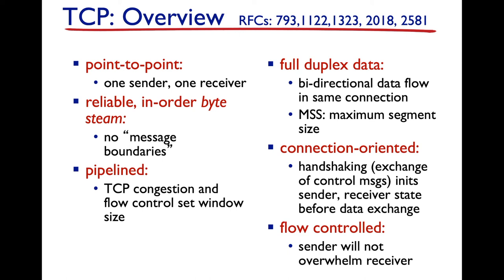And TCP is also connection-oriented, requires a handshaking round trip, and that handshaking round trip is purposed with getting both of the endpoints, the client and the server, to agree if they have the resources to do this reliable data transport, to agree that they can participate. And TCP also does flow control. The sender will not overwhelm the receiver, and that's done, we'll learn later, by checking the amount of available buffer space that the receiver has.